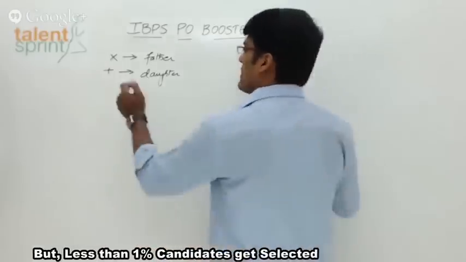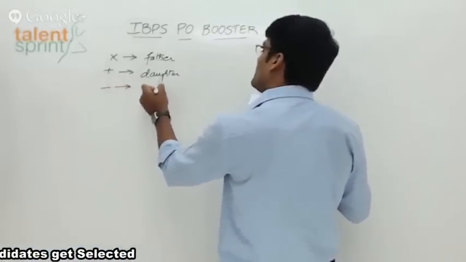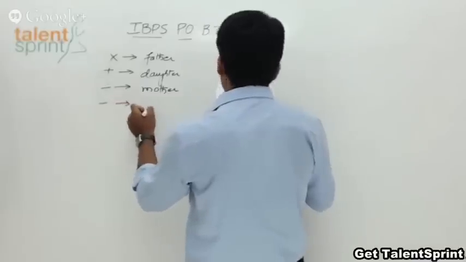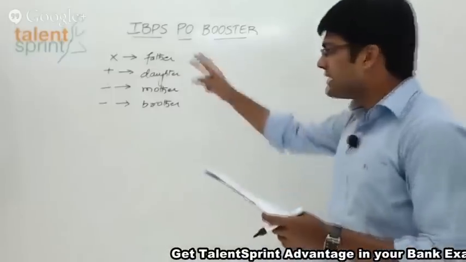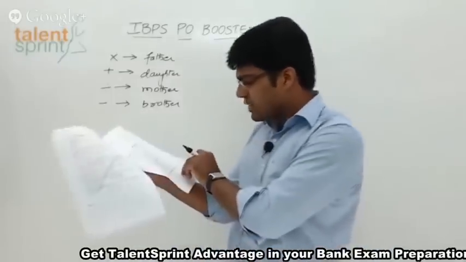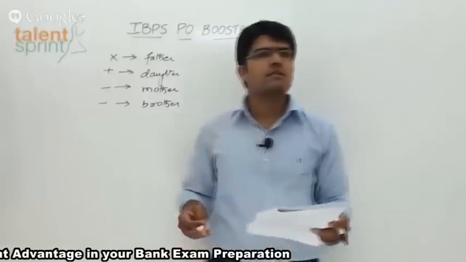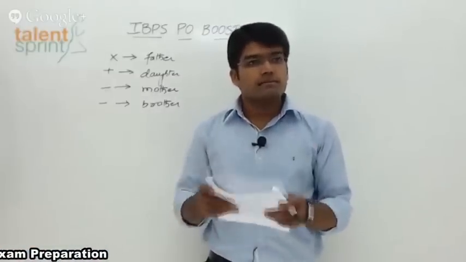A division B. What is division here? Division means mother. A is the mother of B, and the last one, minus, means brother. A is the brother of B. All right, so these are the meanings. Into is father, plus is daughter, division is mother, and minus is brother. So we know the meanings of each of the symbols. Let's now look at the questions.